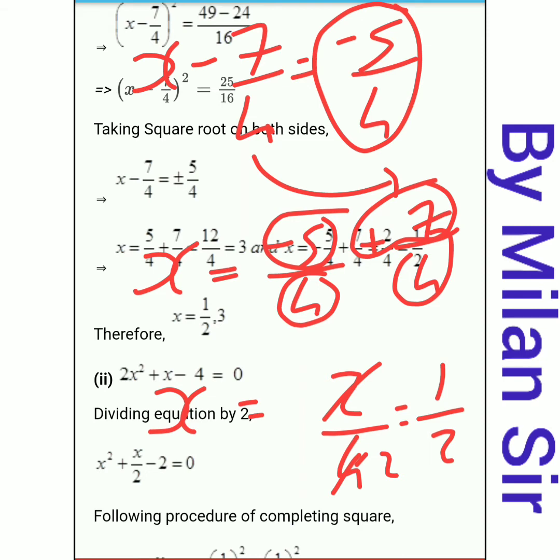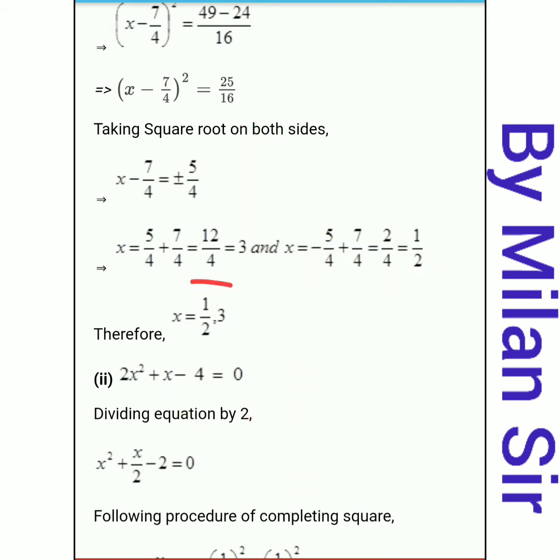Okay, so we get two answers here, that is x is equal to 1 by 2, otherwise x is equal to 3. These are the roots of the quadratic equation. Okay, this is the first method.